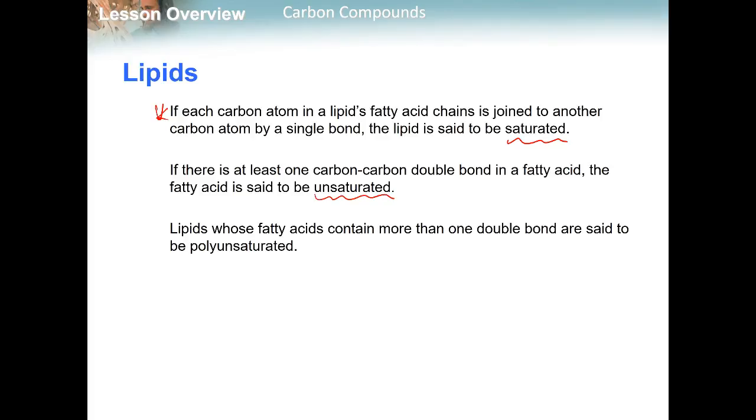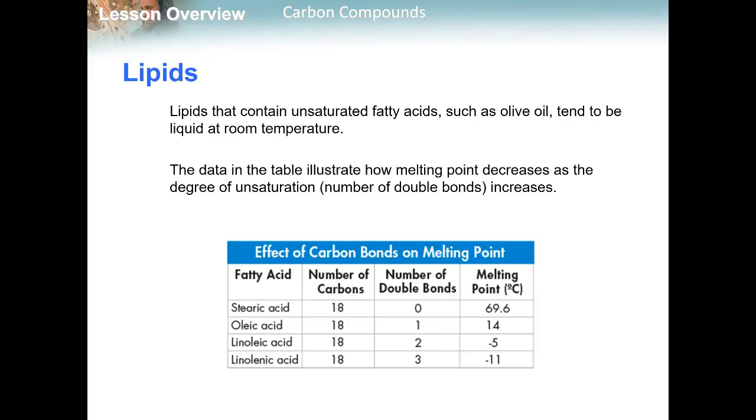Lipids whose fatty acids contain more than one double bond, not illustrated in our picture there, are said to be polyunsaturated. When you're thinking in terms of what's a good lipid and what's a bad lipid, you want unsaturated or polyunsaturated fats because they're already liquids at room temperature and your body doesn't have to turn them into liquids to break them down. Liquids that contain unsaturated fats, as I gave examples, include olive oil. They tend to be liquid at room temperature.